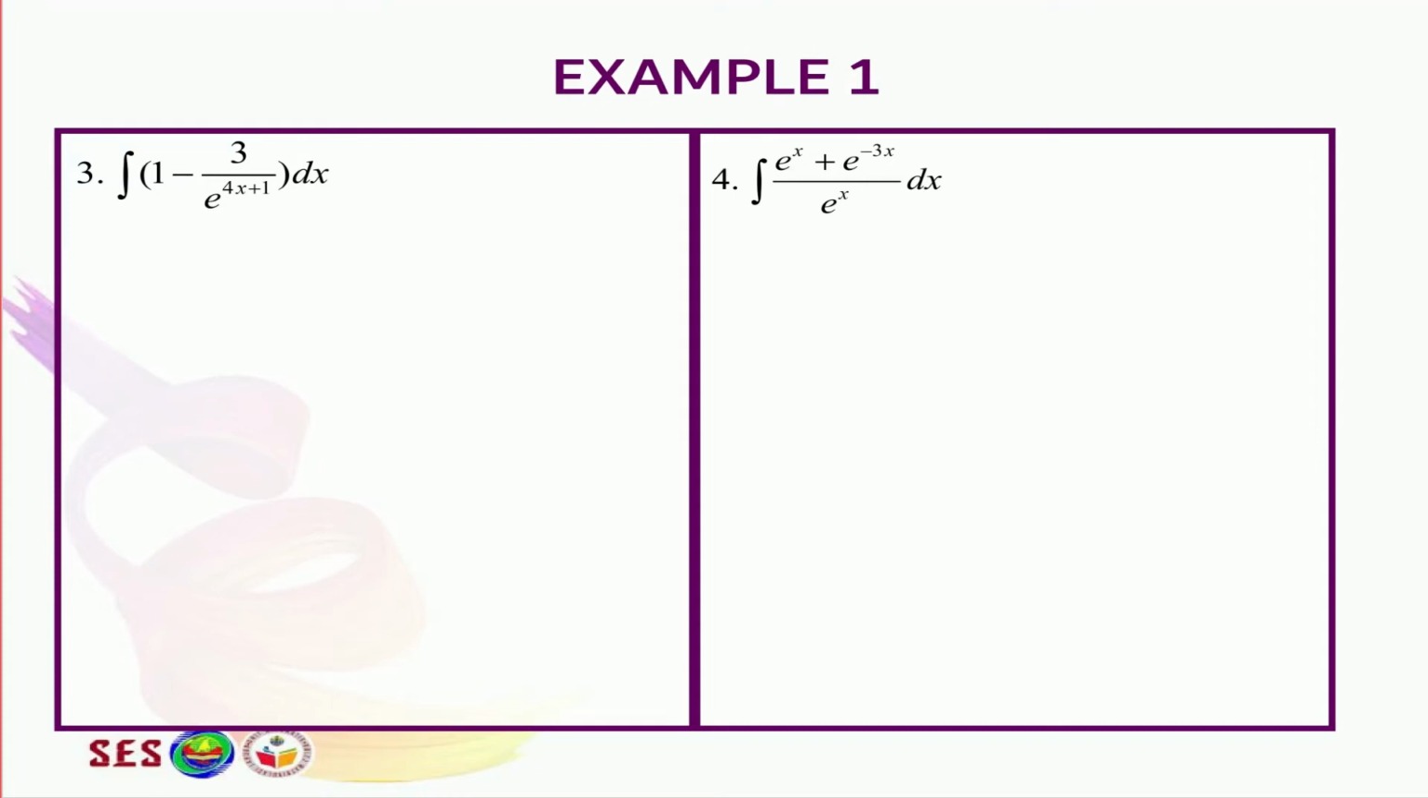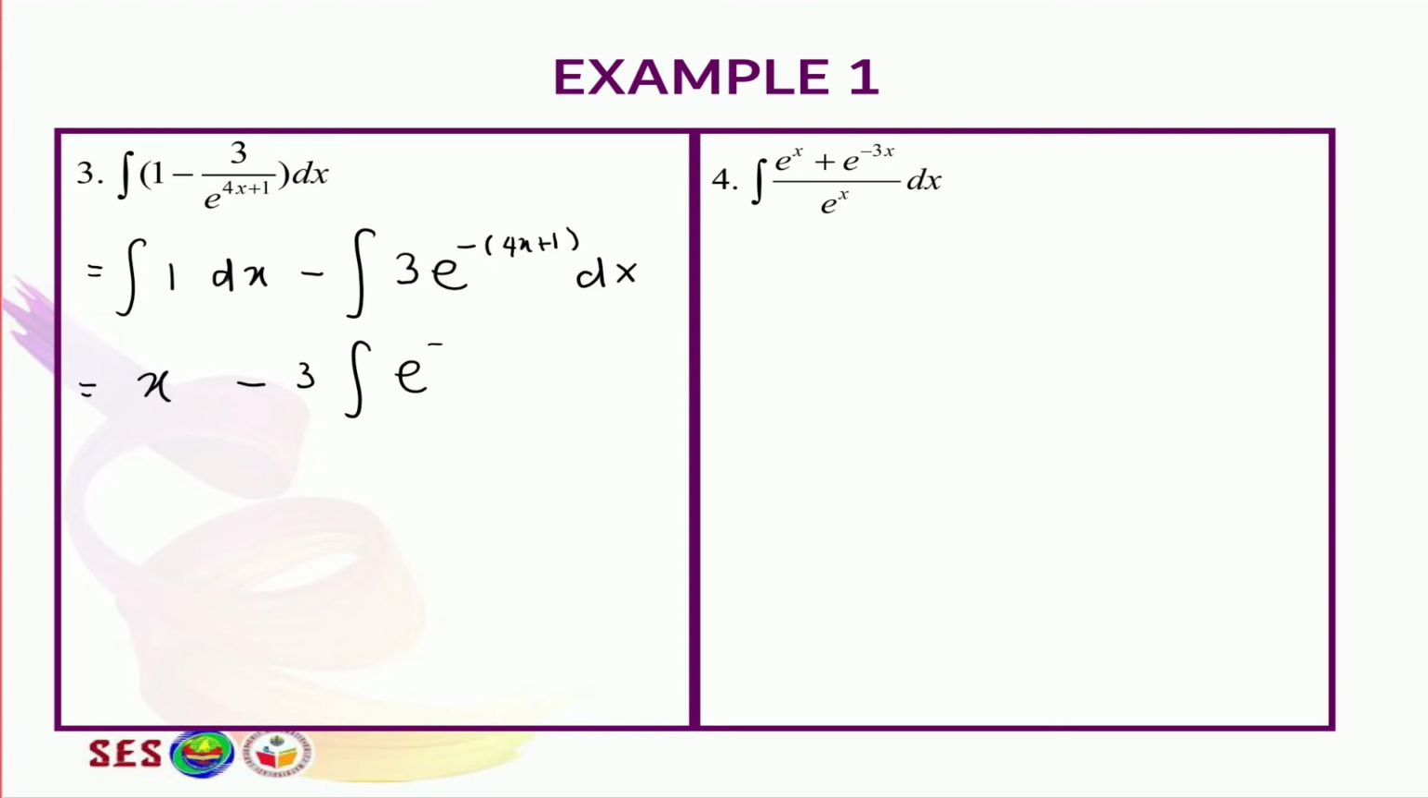Okay, now we proceed with question number 3. We have to integrate 1 minus 3 over e to the power of 4x plus 1 with respect to x. Actually, we can split this integral. We have the integral of 1 dx minus the integral of 3, and then we can bring the exponent to the top, so we have e to the power of negative 4x plus 1 dx. Integrate 1, you will get x. And then you minus, we can bring the 3 outside, with e to the power of negative 4x plus 1 dx.